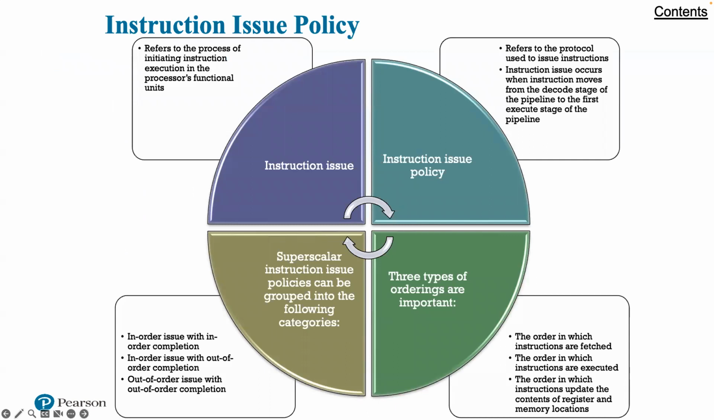So let's talk about instruction issue policy. As was mentioned, machine parallelism is not a simple matter of having multiple instances of each pipeline stage. The processor must be able to identify instruction level parallelism and orchestrate the fetching, decoding, and execution of instructions in parallel.